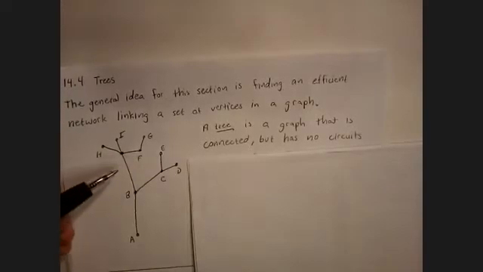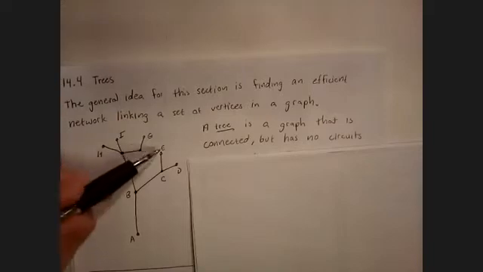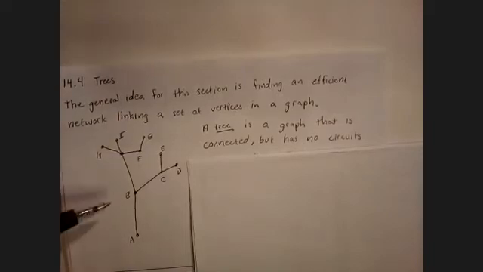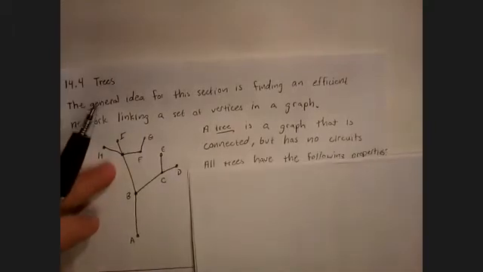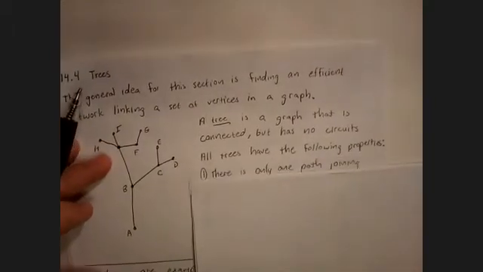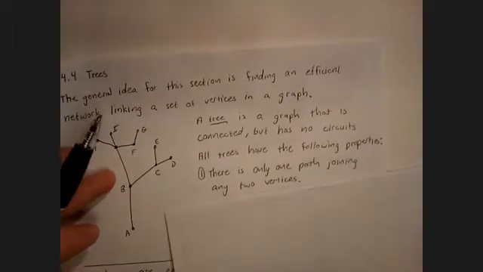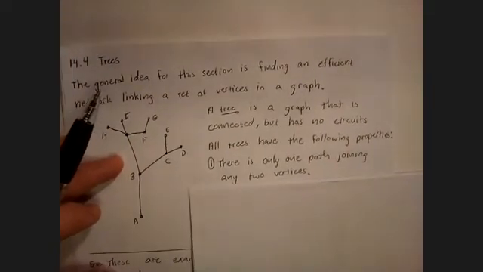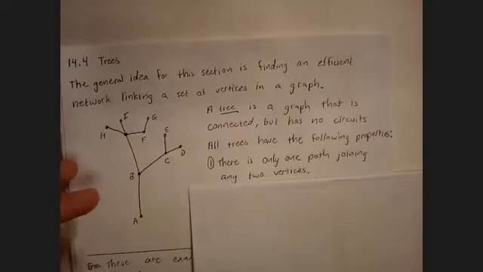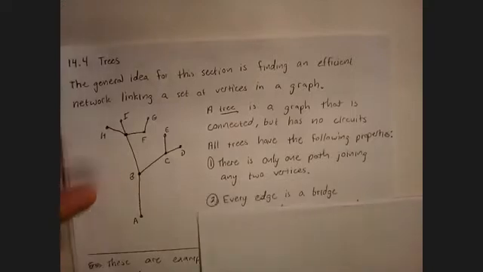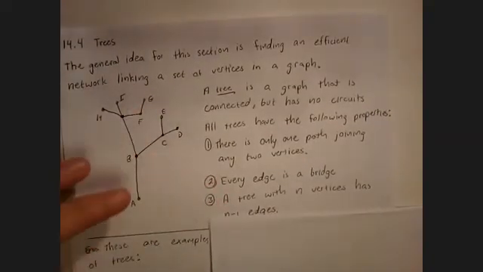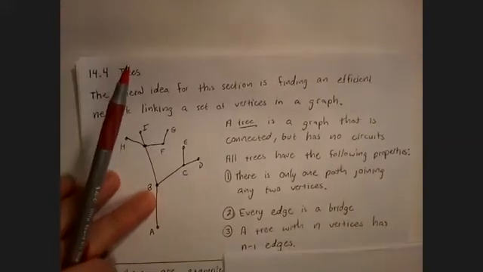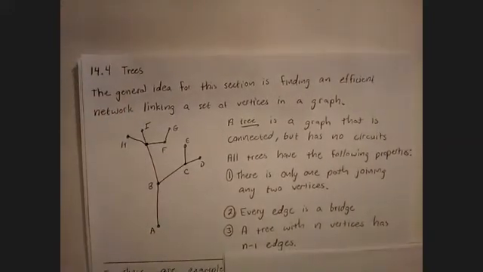So if, for instance, F and E were to connect, it would no longer be a tree because then we would have a circuit. All right, so all trees have the following properties. There is only one path joining any two vertices. Every edge is a bridge. And then finally, a tree with n vertices has n-1 edges.